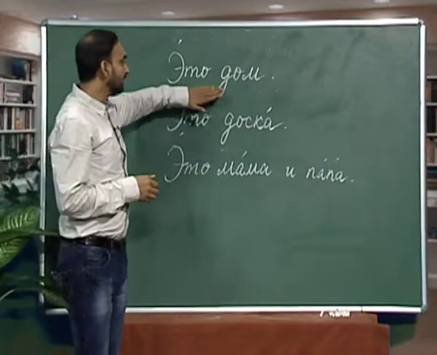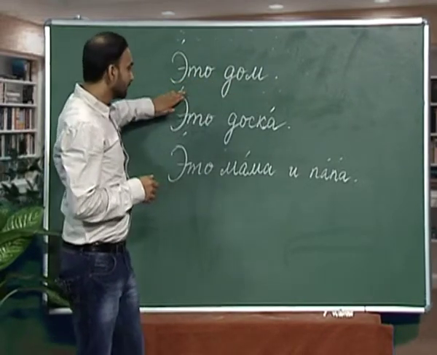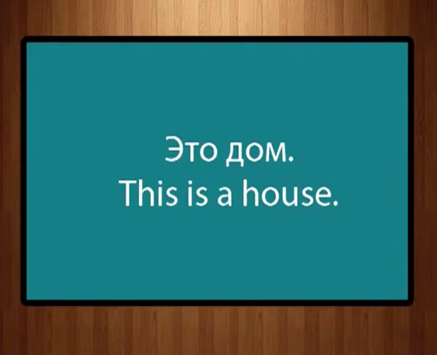The next topic that we have in this lesson is simple sentences. How do we write simple sentences in Russian? I will write some sentences on the blackboard and then we will discuss the distinguishing features of simple sentences in Russian. The first sentence that we have is Это дом. It means this is a house.